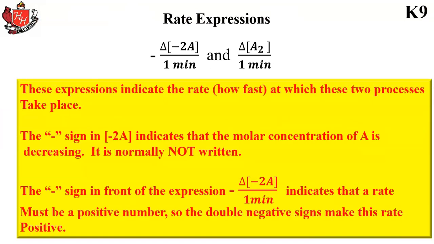So these expressions indicate the rate, how fast these two processes take place. The negative sign in the negative 2A indicates that the molar concentration of A is decreasing. It is normally not written. The negative sign in front of the expression, the one on the outside, indicates that the rate must be a positive number. So the double negative signs make this rate positive.